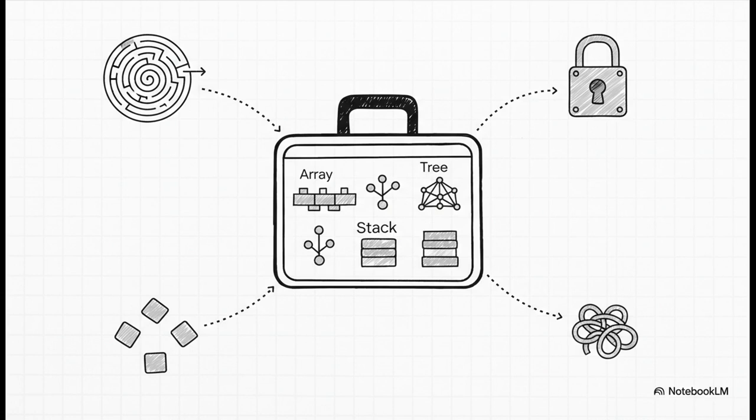The real skill of a great programmer isn't just knowing how to write code, it's looking at a problem and knowing exactly which tool to pull out of the toolkit. And making that choice, that's the real secret to building amazing, efficient, and powerful software.